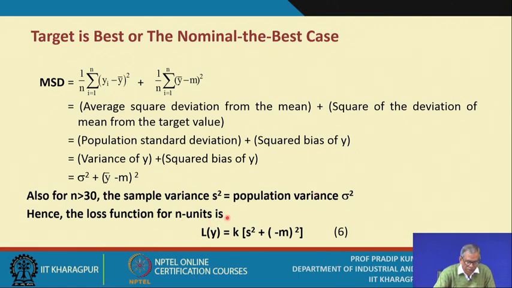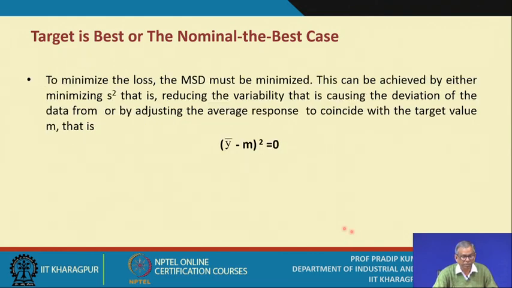Hence, the loss function for n units is this: k into (sigma square plus (mu minus m) square). You refer to equation 6. To minimize the loss, MSD must be minimized. That is your main objective. This can be achieved either by minimizing S square, the sample variance, that is, reducing the variability that is causing the deviation of the data, or by adjusting the average response to coincide with the target value m, that is, (y minus m) square should be equal to 0.